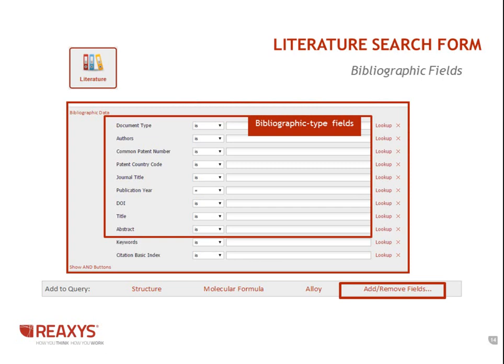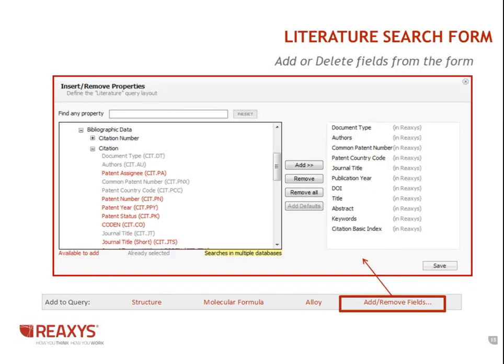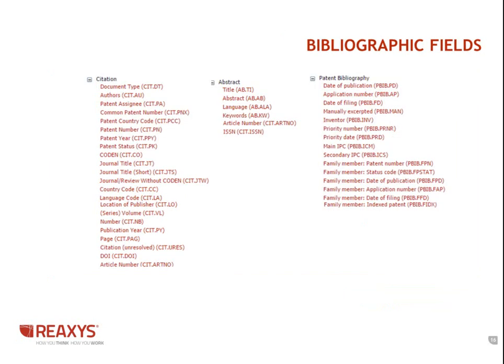The literature search form. The bibliographic type fields on the form are just a fraction of the fields available to you. You can add more fields by clicking the Add Remove Fields link. Just select fields from the left to add and select fields from the right to delete. Here's a close-up of the bibliographic fields.